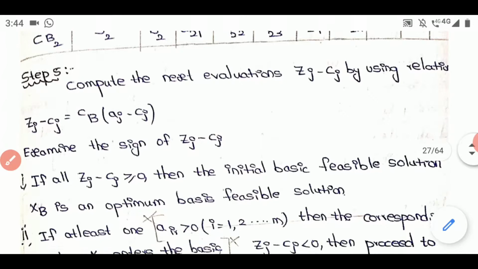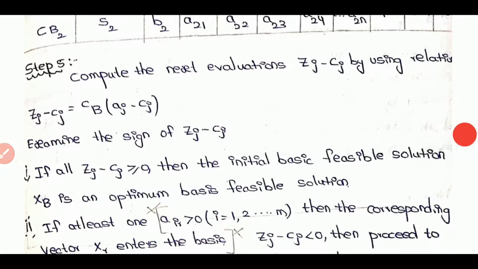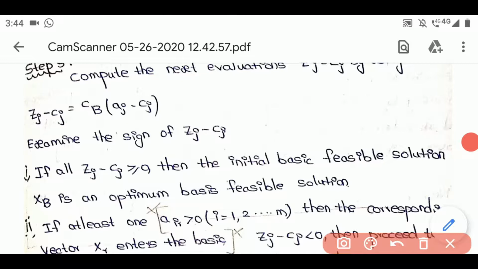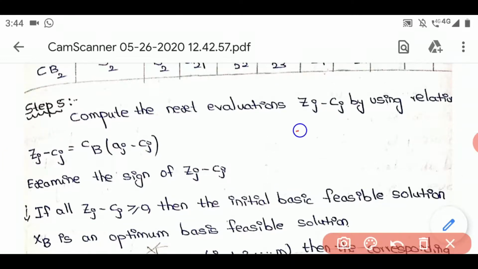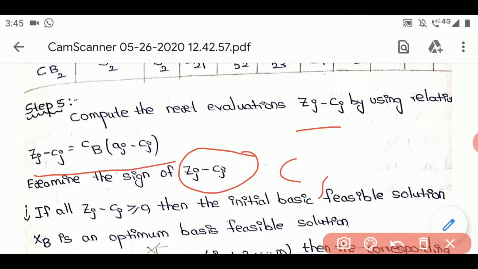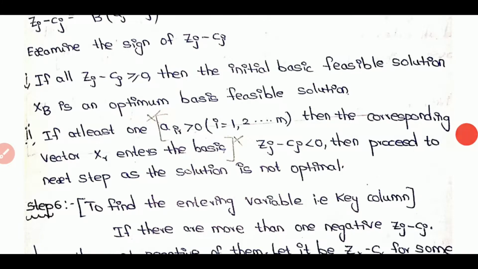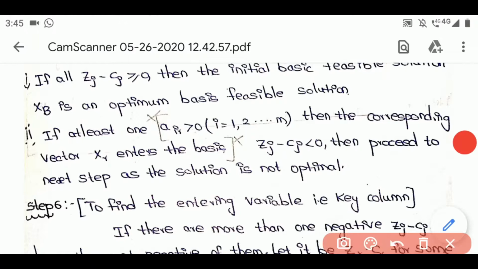Okay, now let's go into step 5. In step 5, we will compute zj minus cj by using the formula zj minus cj equals cB into aj minus cj, and we have to examine the sign of zj minus cj. We can call this zj minus cj or cj minus zj. Now we will examine the signs. If zj minus cj is greater than or equal to 0, then the initial basic feasible solution is optimum.